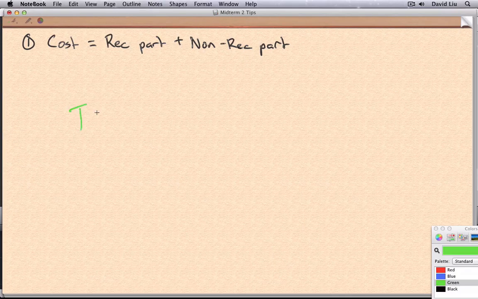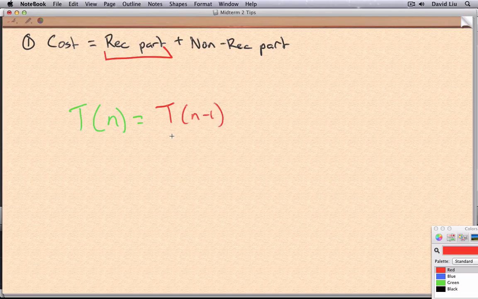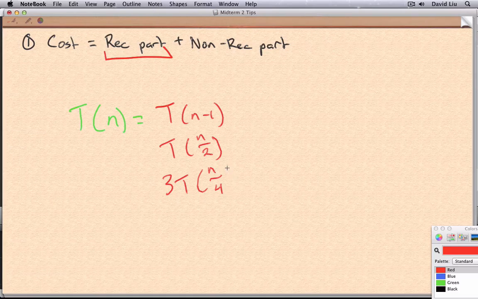If you're writing down a recurrence of the form T(n) equals, there should be a recursive part which might look like T(n-1) or T(n/2) or maybe 3T(n/4), something that looks like this, where each of these numbers are based on the recursive calls in your program.